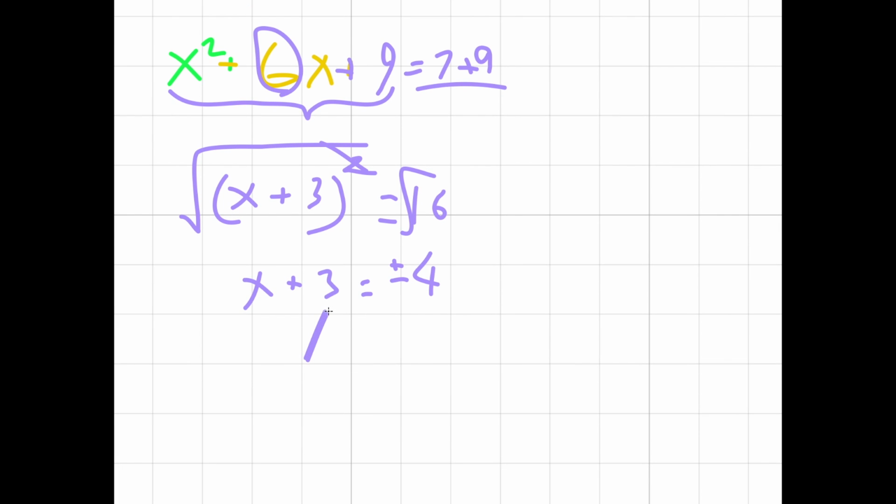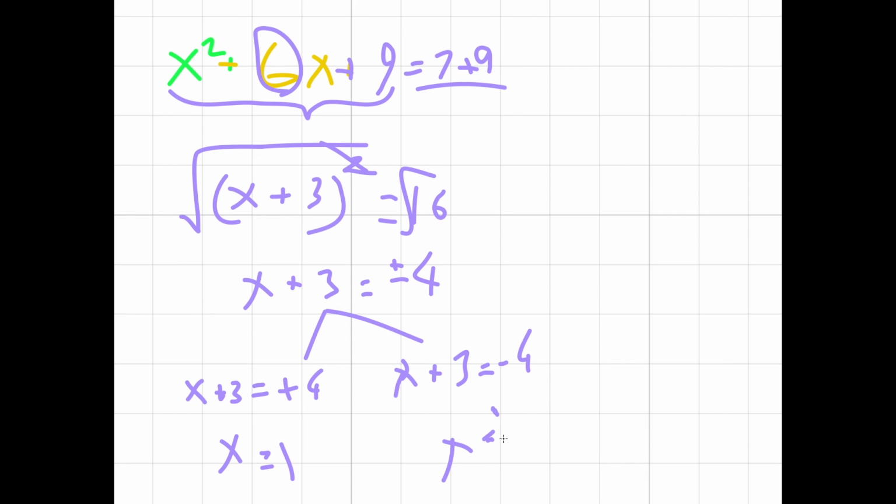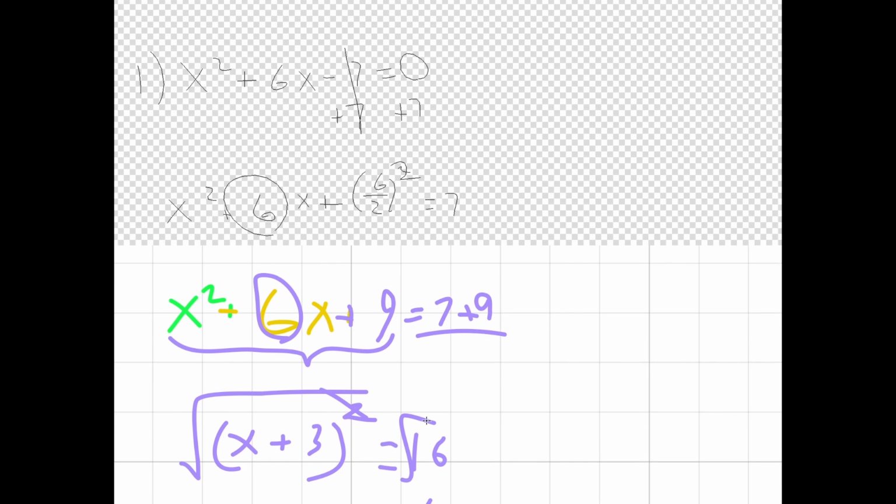We can split this into two equations. x + 3 = 4, and x + 3 = -4. Now we can solve these two equations, and we get x is equal to either 1 or x is equal to 7. Okay, so now we're done. Actually, this would be negative 7. Okay, so that is our 2 answers. So that's the first problem.